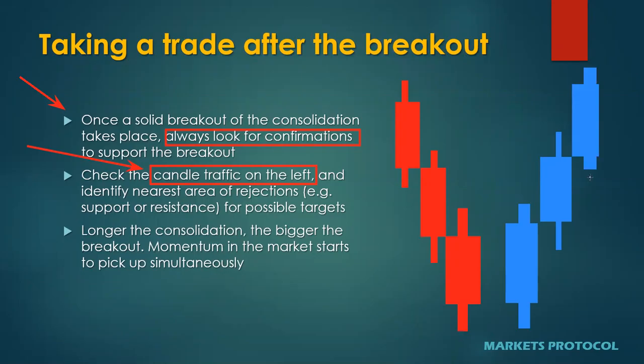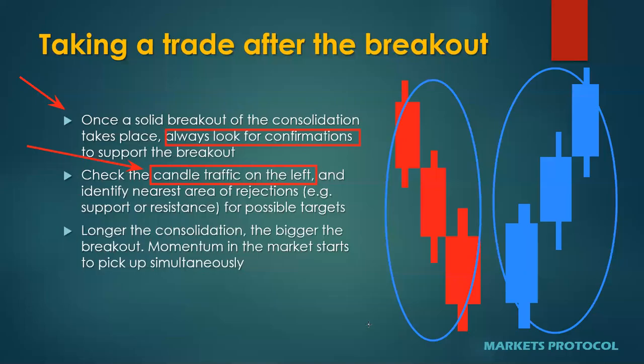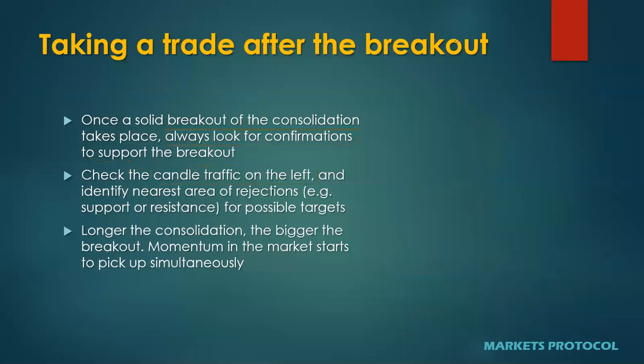If you were clean going down like this, then there's a higher probability we will have a clean move going up. Okay, just remember this. This is really important. Price always duplicates whatever happened on the left. Let's say if we had a consolidation on the left-hand side, there's a higher probability that we will consolidate again. So, always check the traffic on the left-hand side.